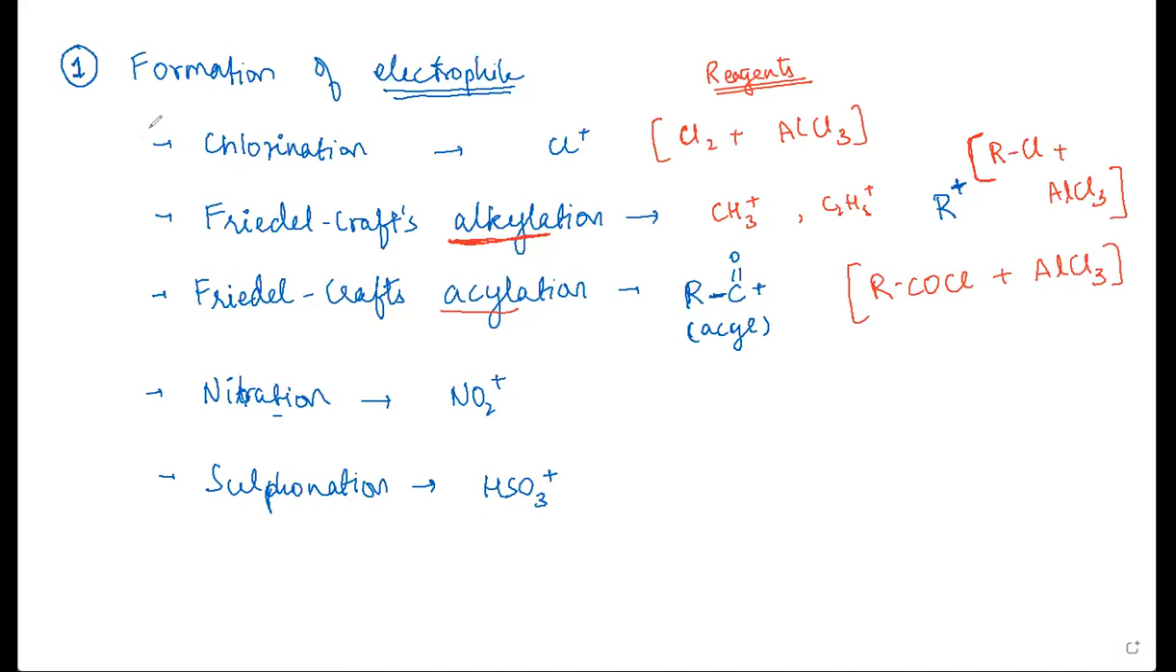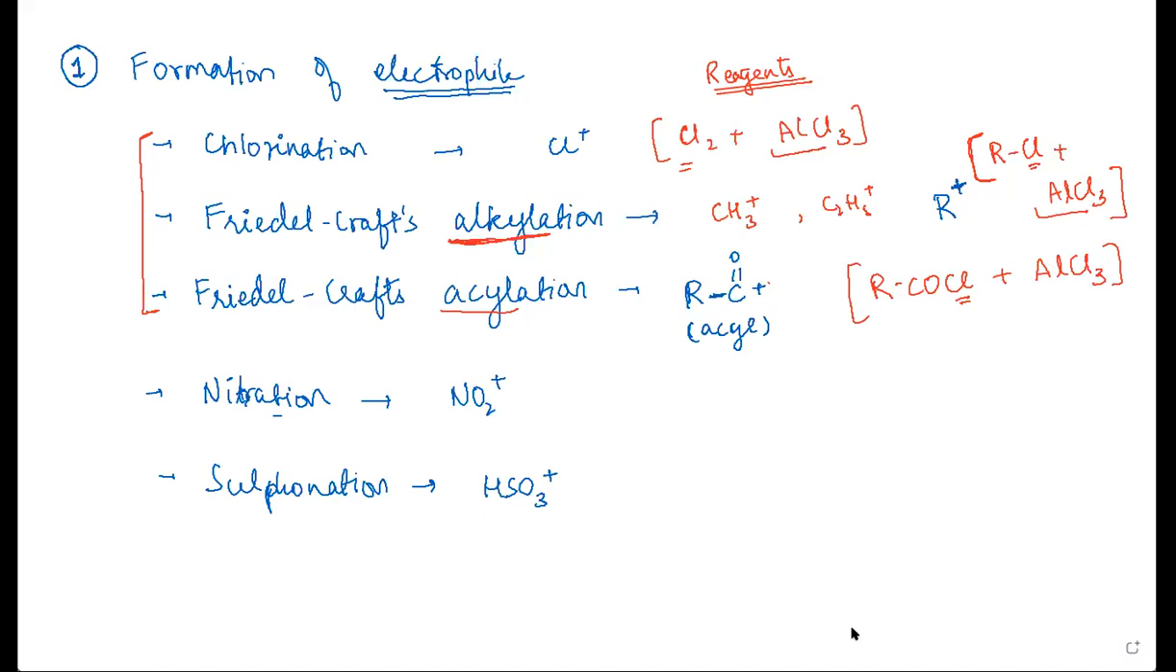Okay. So when it comes to reagents that contain chlorine, in all these three cases, you've got chlorine attached to chlorine, you've got an alkyl group attached to chlorine, and you've got an acyl group attached to chlorine. So in all these three cases, you use a Lewis acid like AlCl3 in order to take away this chlorine so that you get your required electrophile. That's basically your first step, formation of the electrophile.